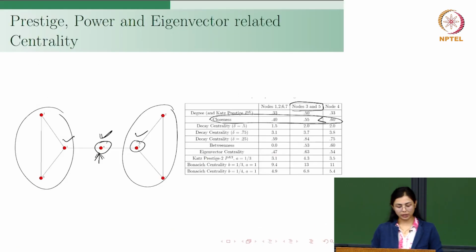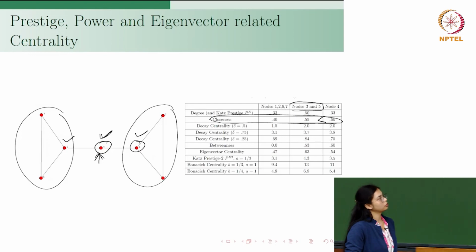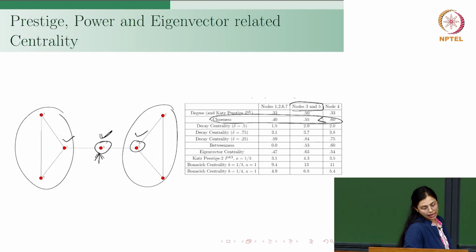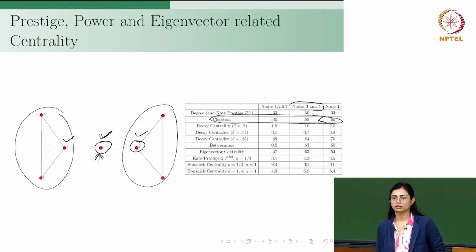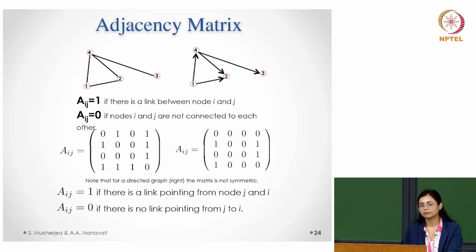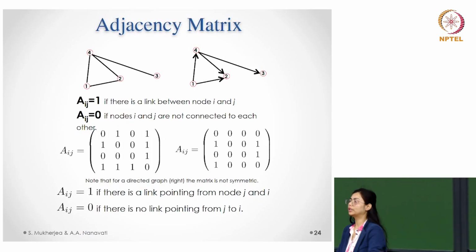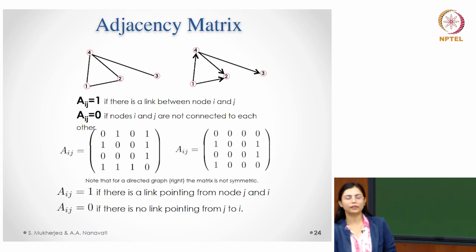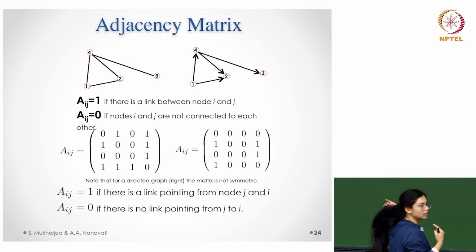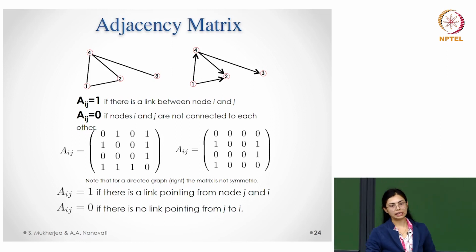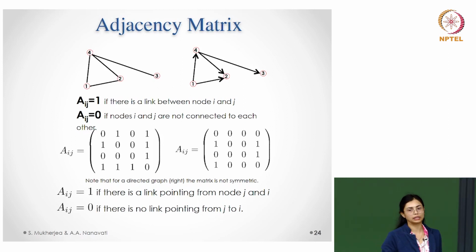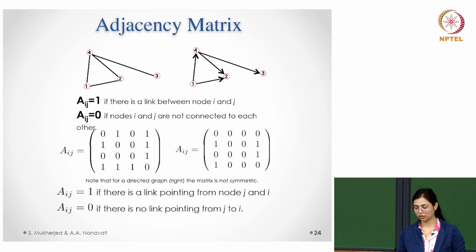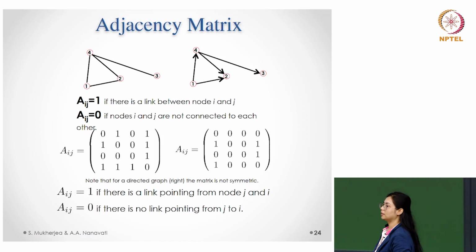Similarly, we have more centrality measures, based on prestige and eigenvalue. Did you have a linear algebra course? All of you had? Okay. So for each graph, we can have a matrix. How do we define the matrix? If there is a link, the entry will be 1. If there is no link, it will be 0. So this is how we can draw a matrix.